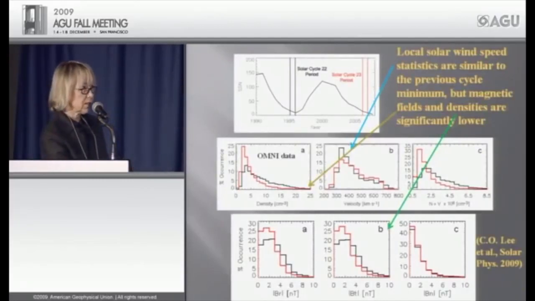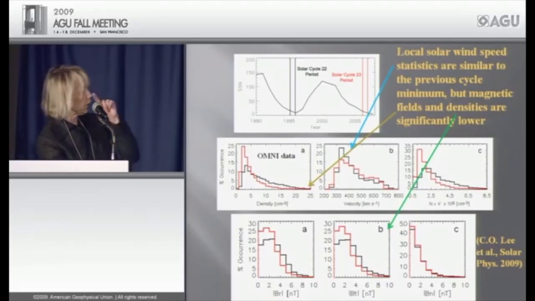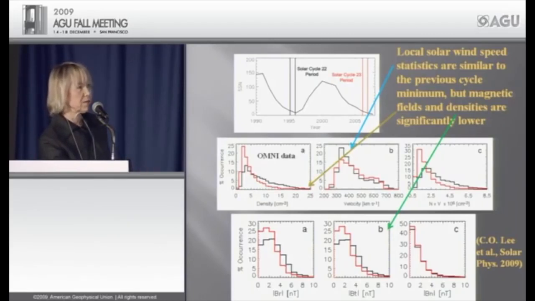When we looked at the statistics of the interplanetary contributions from this ecliptic plane field using the OMNI data set at the Goddard Space Flight Center, what we have here in the middle are statistics of solar wind density and velocity. The density shows a much lower average in the red histogram than in the previous minimum in the black histogram from the periods you see at the top. The velocity histogram is not so much different. It's a typical declining phase solar minimum velocity histogram.